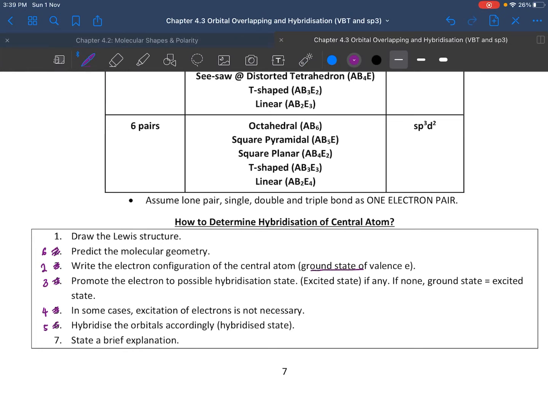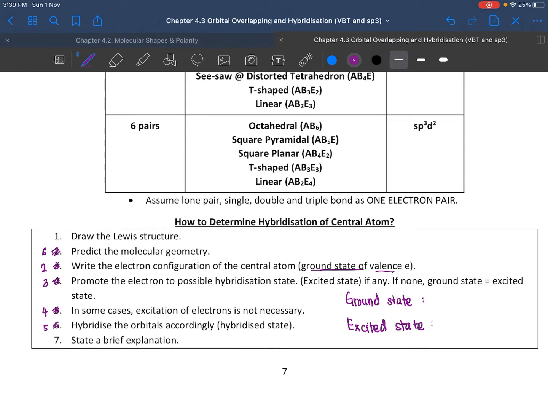So, you have to write electronic configuration in the form of orbital diagram. Tapi just write untuk valence electron sahaja. Okay, untuk ground state. After that, macam tadi, kalau ada possibility untuk berlakunya excitation or promotion of electron from lower energy level to higher energy level, so kita akan promote the electron. Okay, so kalau berlaku promotion of electron, that's mean there will be a state called excited state.